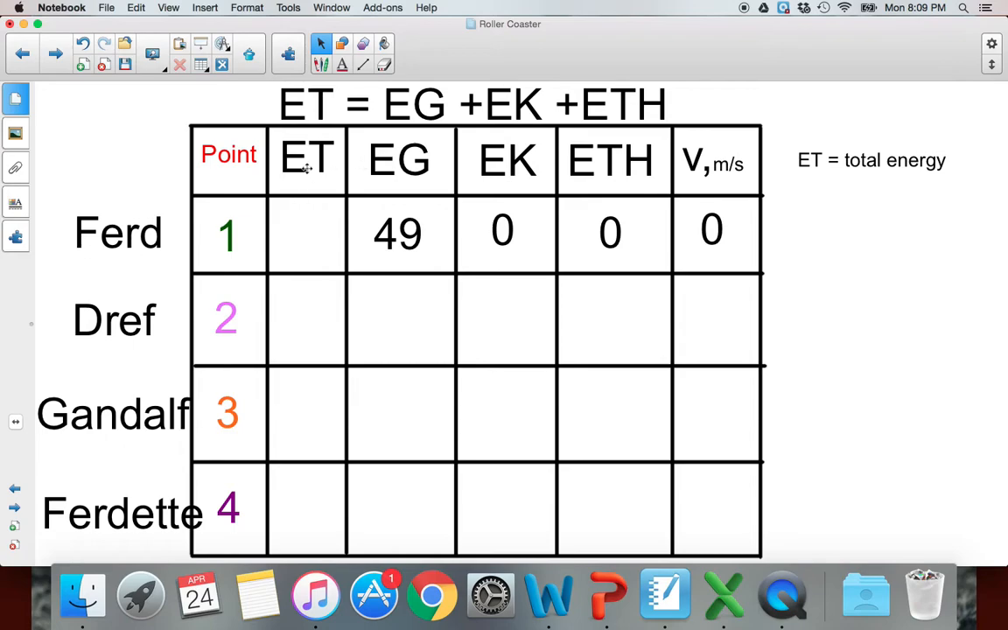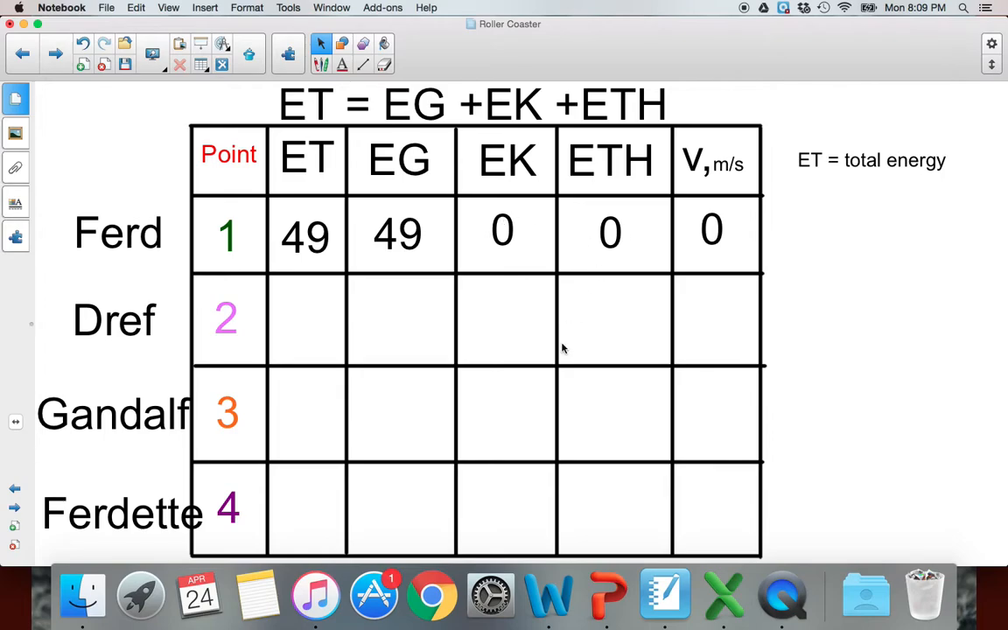And so now to find my ET, well, it's 49 plus 0 plus 0, right? Using this equation, 49 plus 0 plus 0. So my total energy is 49, and that totally makes sense because it's a gravity-driven coaster. Gravity is the entire source of energy. So gravitational potential energy is the total energy for the start of the coaster. And then as the coaster progresses, some of that gravitational becomes speed and becomes friction.